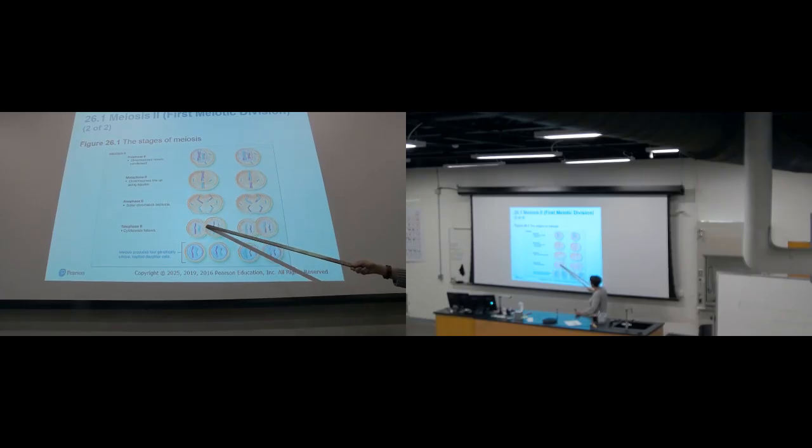And then in telophase, you form again the nuclear membrane around these sister chromatids that were separated, and you form a new nuclear membrane. And then at the end of meiosis 2, you have 4 distinct cells with unique chromosomes.